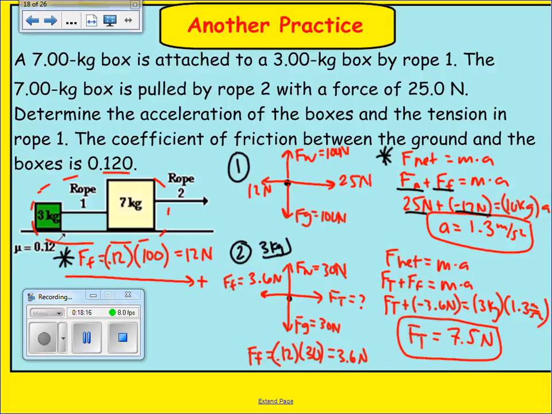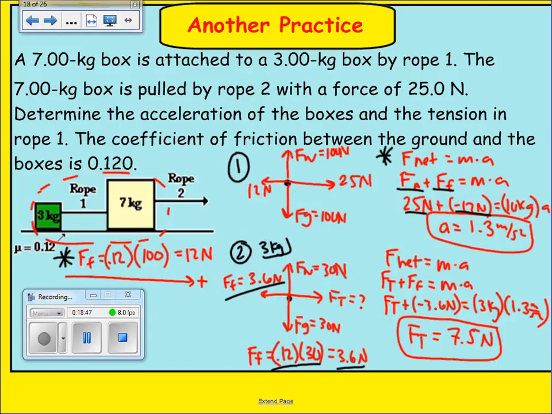Then when I want to solve for the force tension, I need to just pick one of the blocks. I chose the 3 since it'll have the less forces acting on it. So I've got the force diagram for the 3 kilogram block. I have the 30 newtons of gravity and normal. Force tension goes to the right, that's what I'm going to solve for. And then frictional force is opposing. Notice the frictional force is now 3.6 because I have to solve for friction for just the 3 kilogram block. And that was done down here. 0.12 times the normal for the 3 kilograms, which is 30, gives me 3.6 newtons of resistive force.